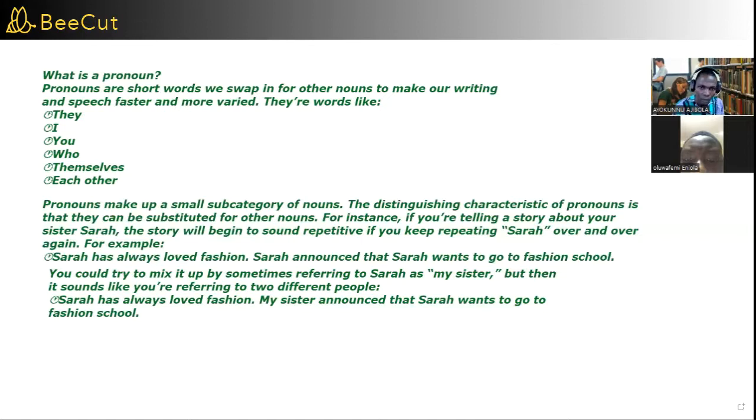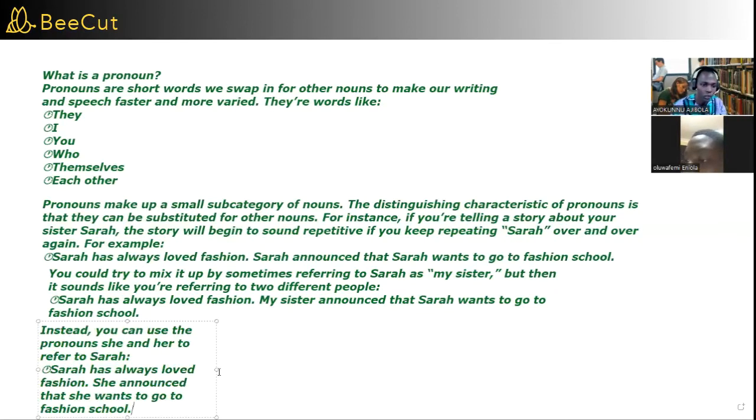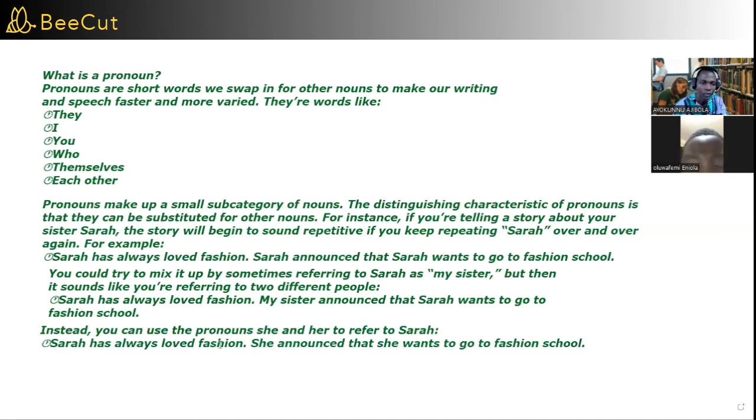So let's see how that works. Okay. So instead of just looking for other words, you can use the pronouns she and her to refer to Sarah. So Sarah has always loved fashion. She announced that she wants to go to fashion school. With that, she has made the story much more meaningful. That is what we'll be looking at.